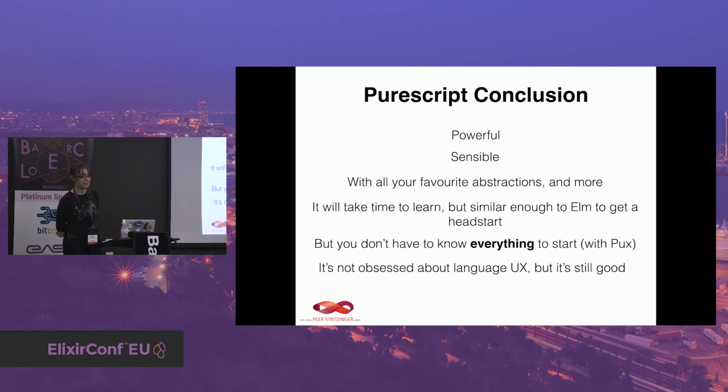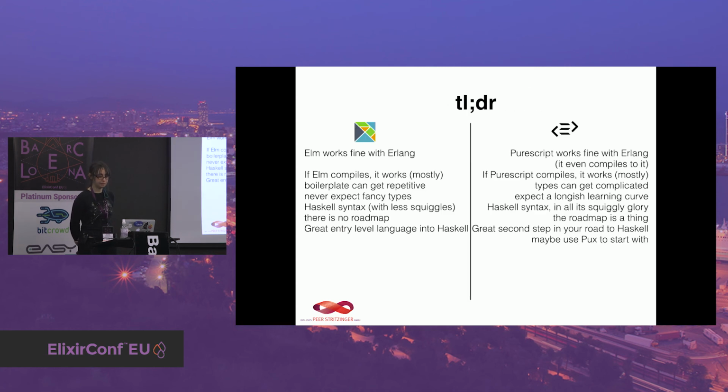So the conclusion is Purescript is a powerful and sensible language which has got a whole lot of abstractions, possibly more than you want, but all that you want. And it will take some time to learn. But you know, Elm is similar enough, so you have got a head start if you've done Elm before. And also, you don't have to know everything to start with. You don't have to know lenses. You don't have to know free monads. You can just start porting a small Elm app to Pux, and then everything will make sense in time. Also, it's not obsessed with user experience on the language side, but the user experience is still good. It's just not the main thing.